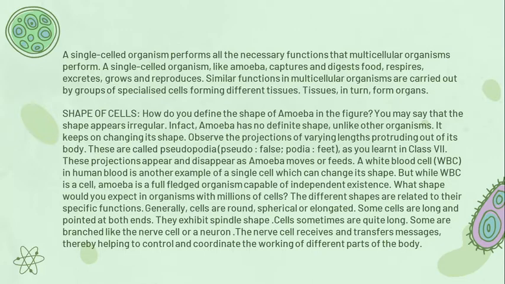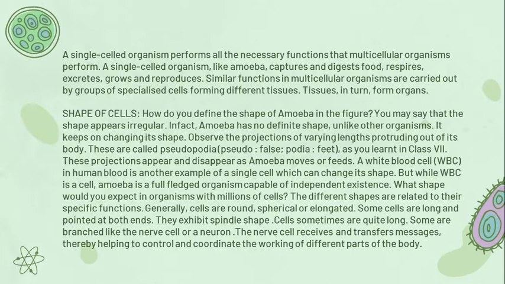Similarly, multicellular organisms are carried out by groups of specialized cells forming different tissues. Tissues in turn form organs. So the first point we have learned is that single cell organisms perform all the necessary functions that multicellular organisms do. And multicellular organisms are carried out by groups of specialized cells that form tissues. These tissues form organs. Organs form organisms.